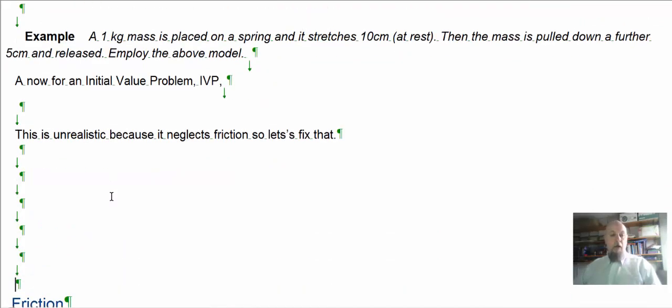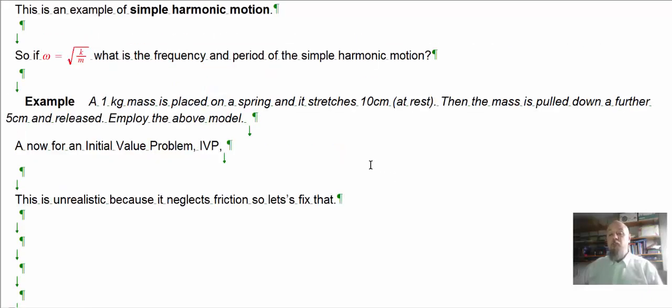We've got a 1 kilogram mass. Already they told me what m is. I know half the parameter. It's on a spring and it stretches 10 centimeters at rest. Let's do everything in regular metric units. So this stretches 10 centimeters, which I'm going to read as 0.1 meters.